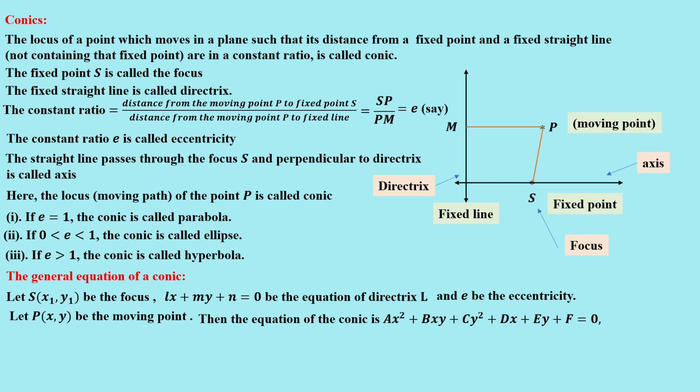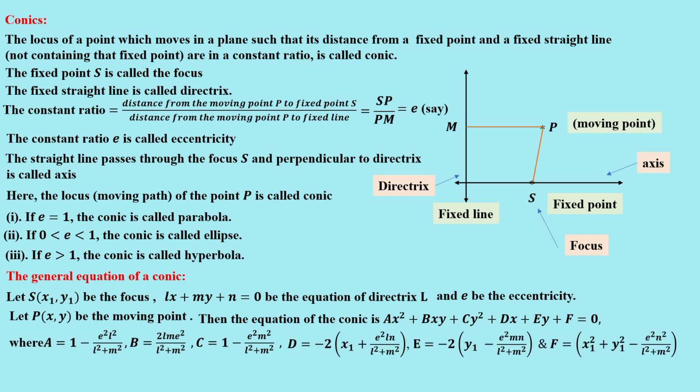Then the equation of the conic is ax² + bxy + cy² + dx + ey + f = 0, where a = (1 − e²)l² / (l² + m²), b = 2lm e² / (l² + m²), c = (1 − e²)m² / (l² + m²), d = −2(x1 + e²ln / (l² + m²)), e = −2(y1 − e²mn / (l² + m²)), and f = x1² + y1² − e²n² / (l² + m²). So we are going to see the proof of this.